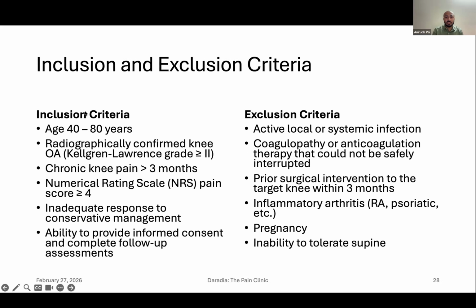These were the inclusion and exclusion criteria. They included patients from 40 to 80 years, osteoarthritis grade greater than or equal to 2, chronic knee pain for more than 3 months, pain score more than or equal to 4, failed conservative management, ability to provide informed consent, and to be able to follow up the patients. Patients were excluded when there was active inflammation, active infection or systemic infection, or coagulopathy.